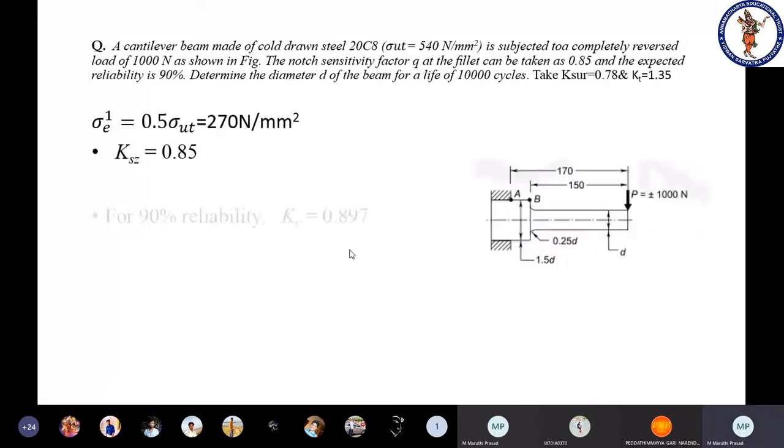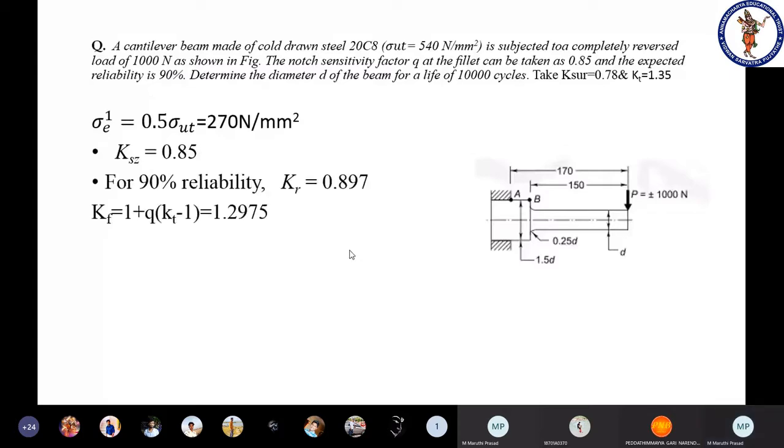For 90% reliability, the reliability factor is 0.897. The fatigue stress concentration factor is 1 plus q into Kt minus 1. Already they have given Kt and the notch sensitivity, so from those two we calculate the fatigue stress concentration factor, 1 plus q into Kt minus 1, which is 1.2975. Then the modifying factor Kd is equal to 1 by Kf, that is 0.771.